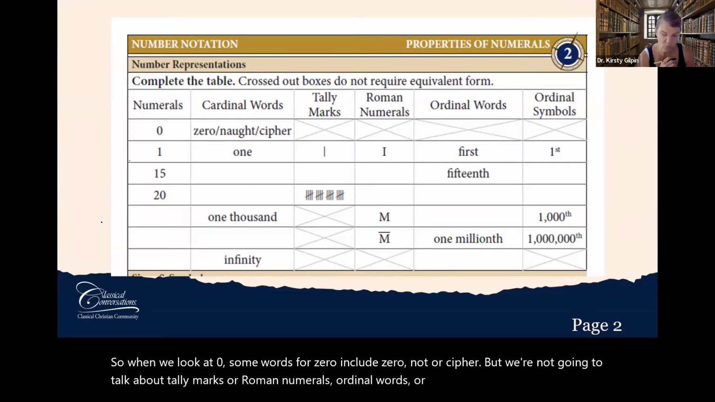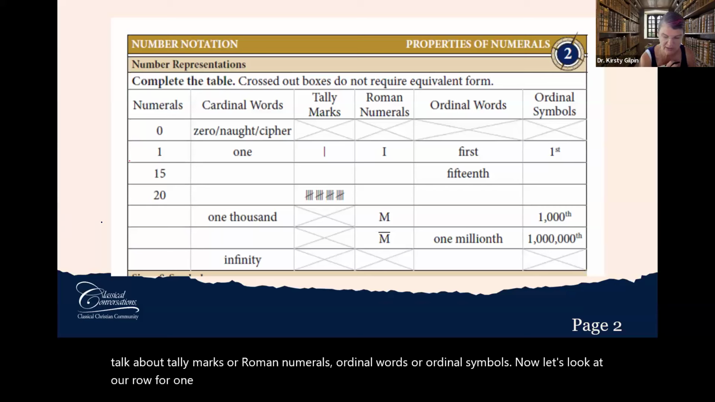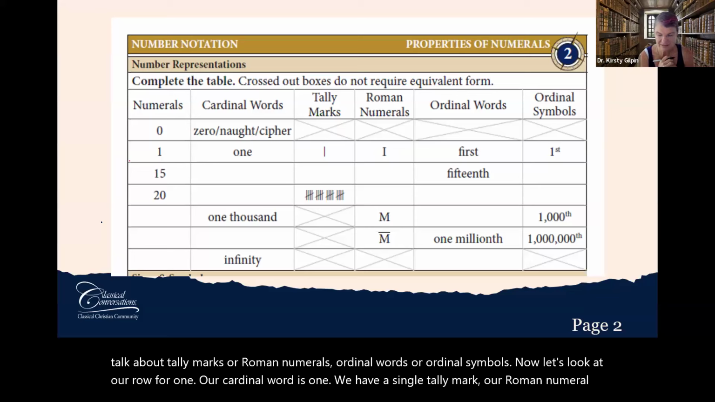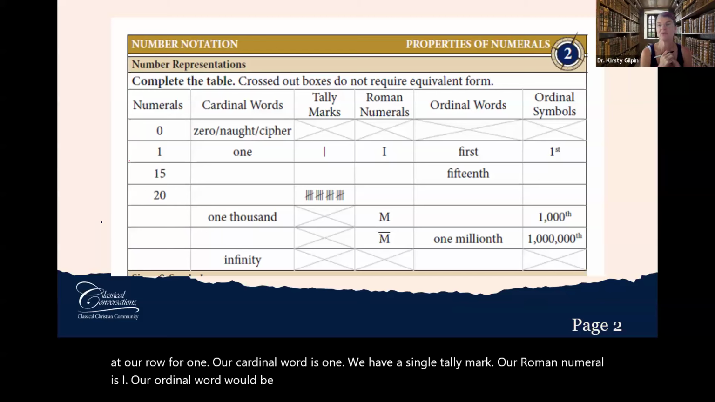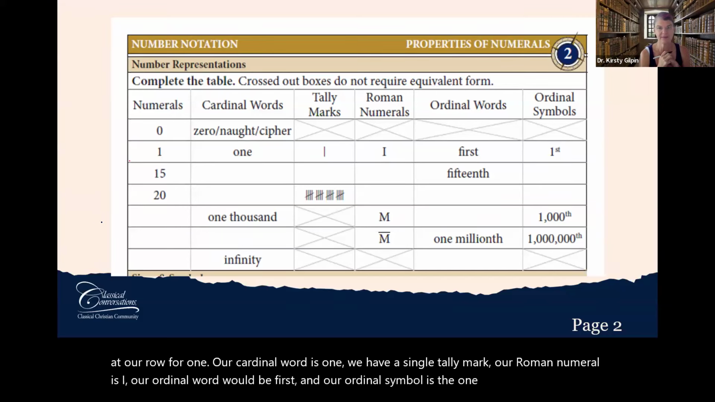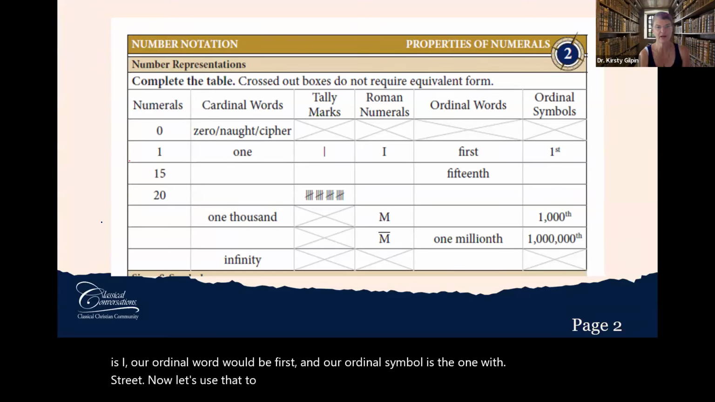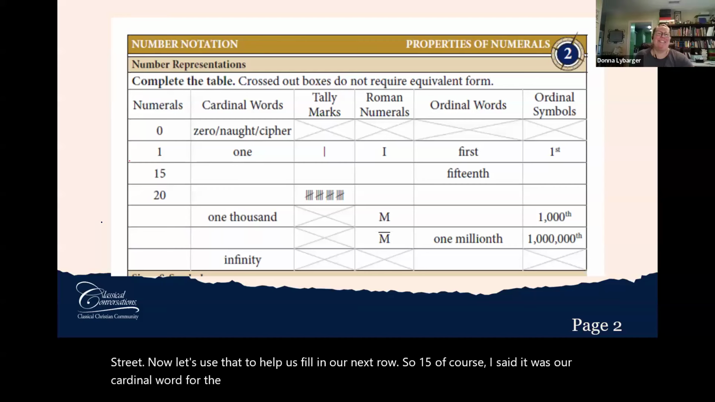So for 1, our cardinal word is one. Tally mark. Our Roman numeral is I. Our ordinal word would be first, and our ordinal symbol the small st. Now let's use that to help us fill in our next row. So 15, of course I said it, what's our cardinal word for the numeral 15? 15.